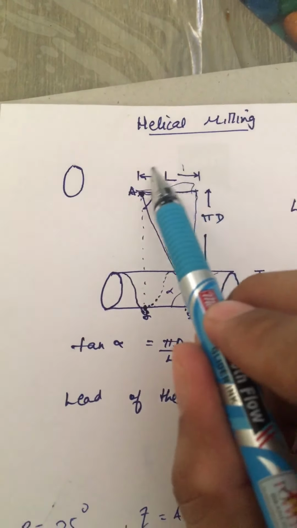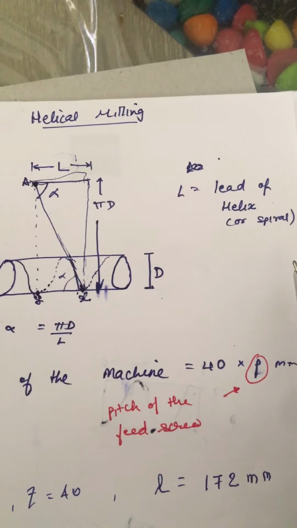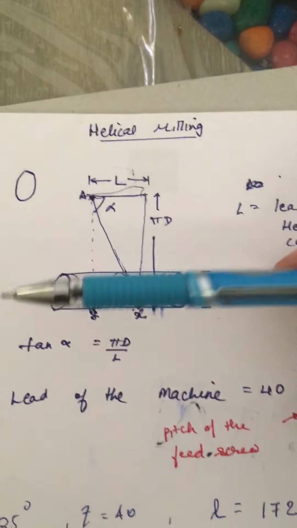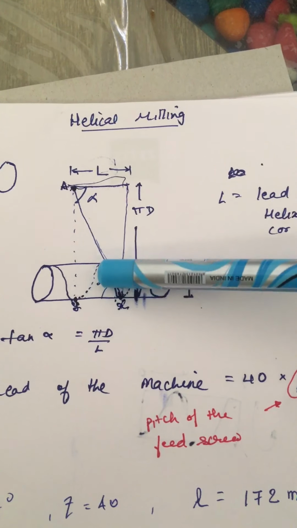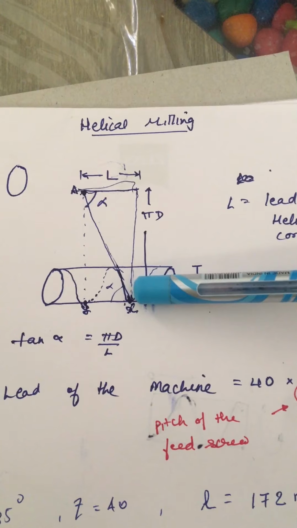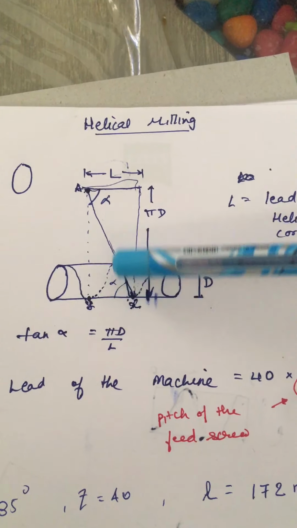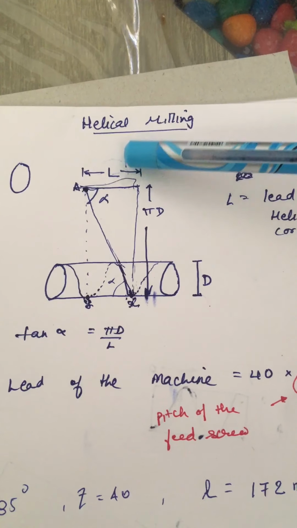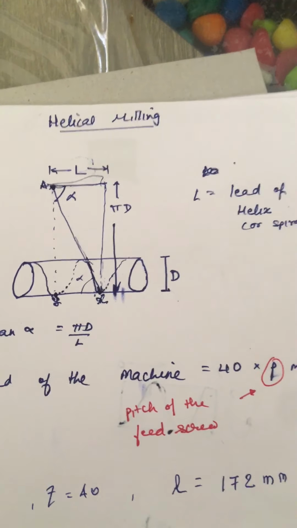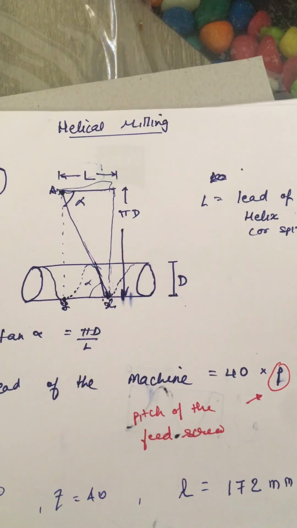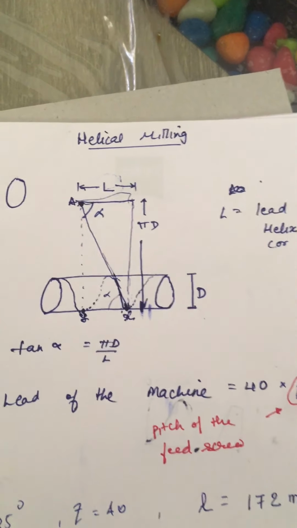So this distance L would give me something called the lead of the helix. It means that when this workpiece is rotating, it must also travel by some linear distance, which is nothing but L, and which I call the lead of the helix. This lead is as good as the definition of pitch that we have been looking at. For a multi-start thread, we call it a lead. So this is similar to that.